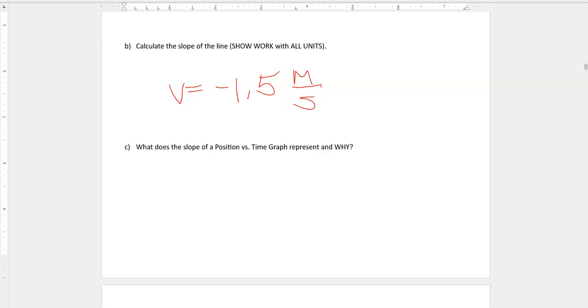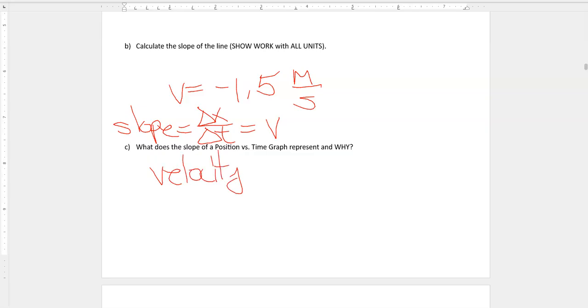And you'll see the next part of the question says, what does the slope of the position versus time graph represent? Well, we've determined that since the slope is the change in position, also known as displacement, over the change in time, that literally is the definition of velocity. So the answer is velocity because it is defined as the change in position or displacement over the change in time. That is the same as the slope.